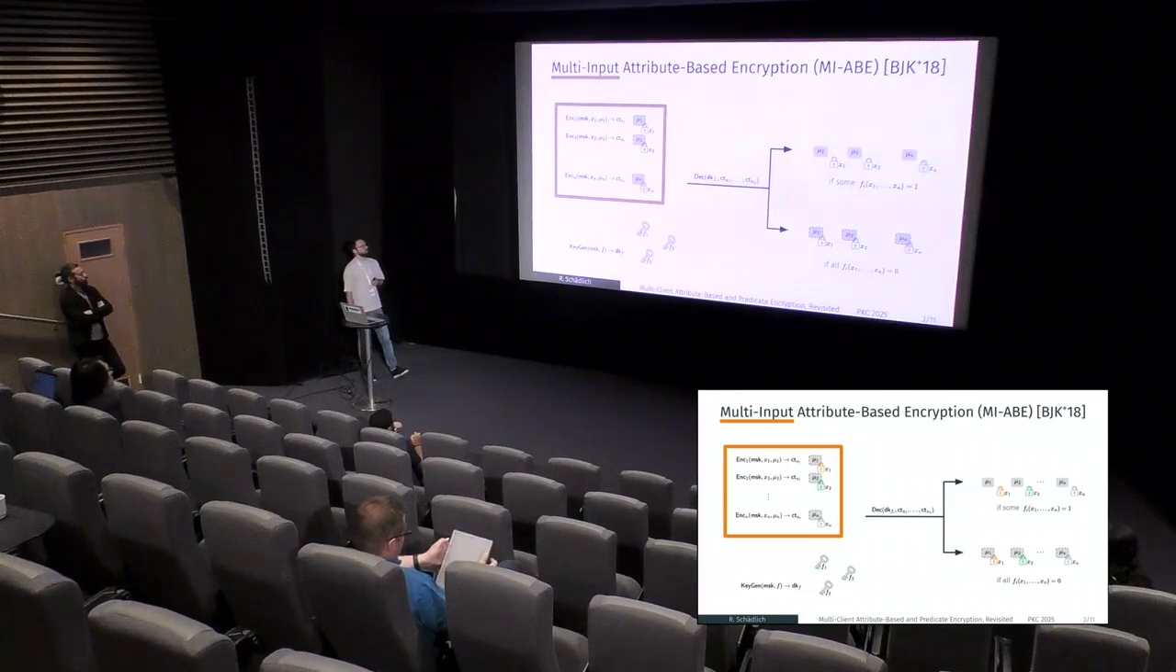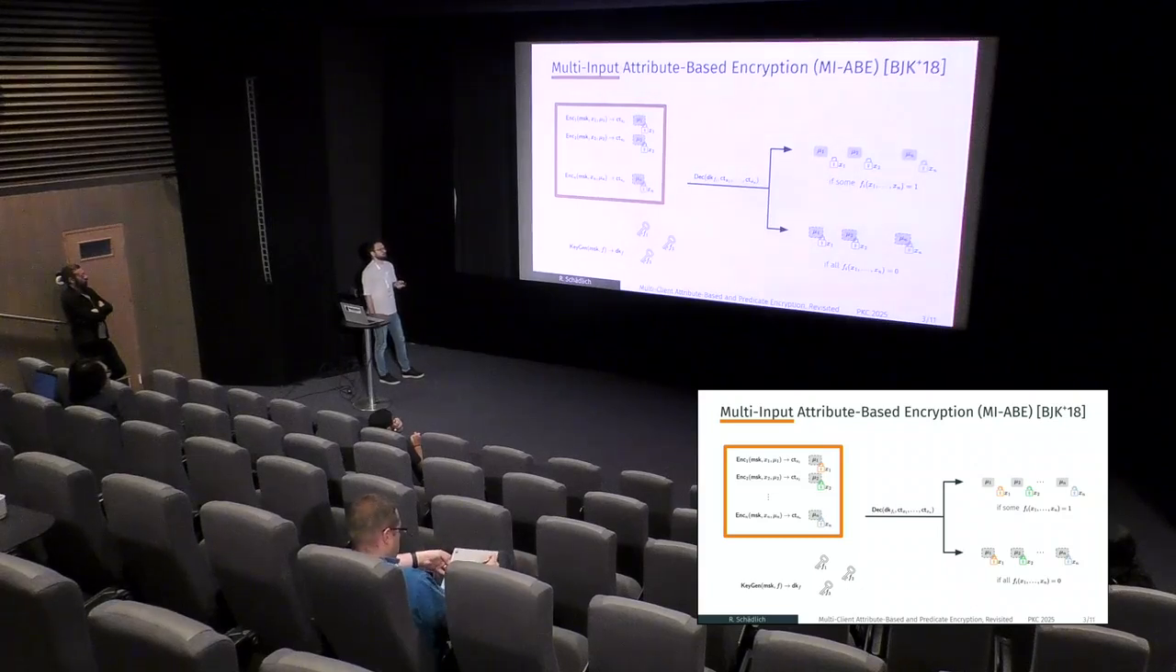Now, a generalization of this model is called multi-input attribute-based encryption. Here we have n encryption slots, and for each slot we encrypt a message mu i with respect to some attribute xi. Correspondingly, policies also have arity n, and we can decrypt a tuple of ciphertexts, one for each slot, if the tuple of the corresponding attributes satisfies the arity n policy. In this case, we can learn all the messages, and otherwise we are not supposed to learn a single message.